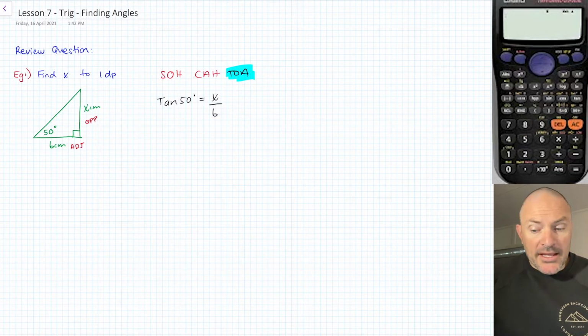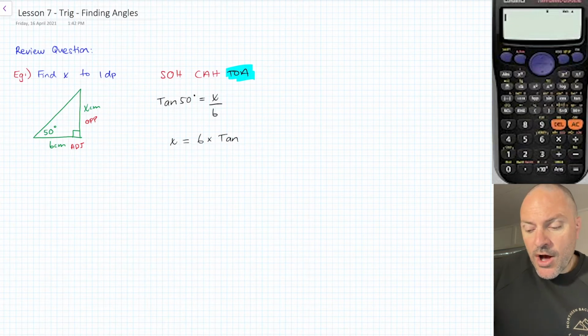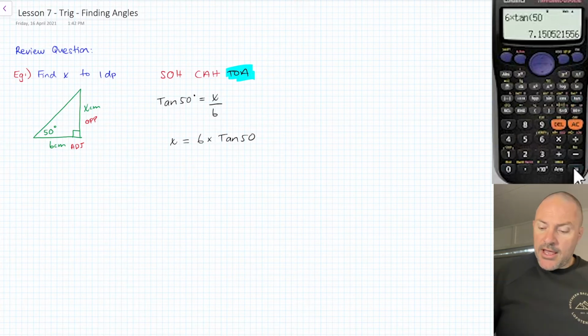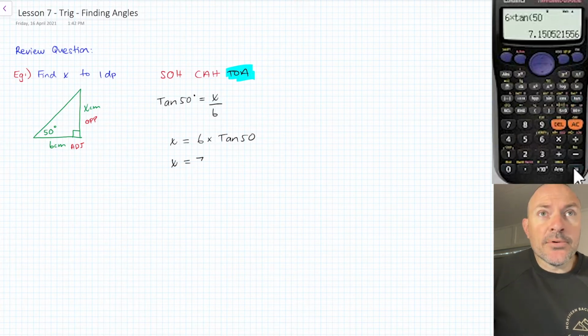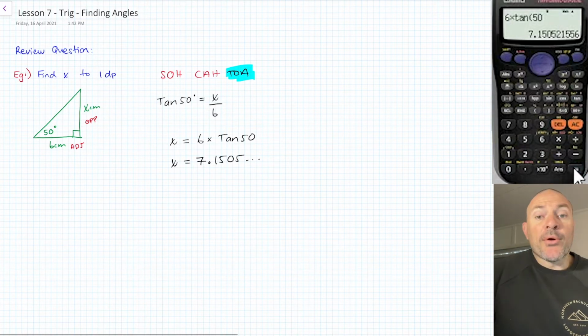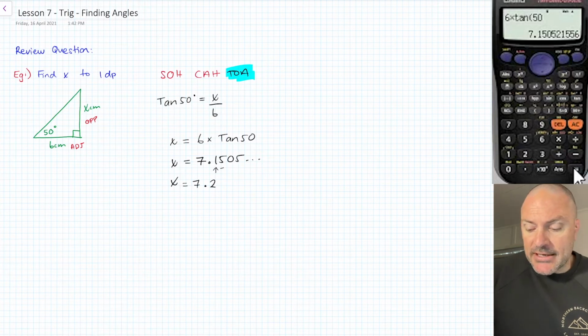Now, if you want to then put the answer, that's fine, but for me, I'm going to write x equals 6 times tan 50 degrees. I'm then going to go to my trustworthy calculator. So 6 times tan 50, making sure I have my little D on my screen to make sure I'm in the right mode. And I get x equals 7.1505... I now go to my rounding. It says to 1 decimal place. So the 1 is being pushed up by that 5. So we get an answer of 7.2 centimeters.